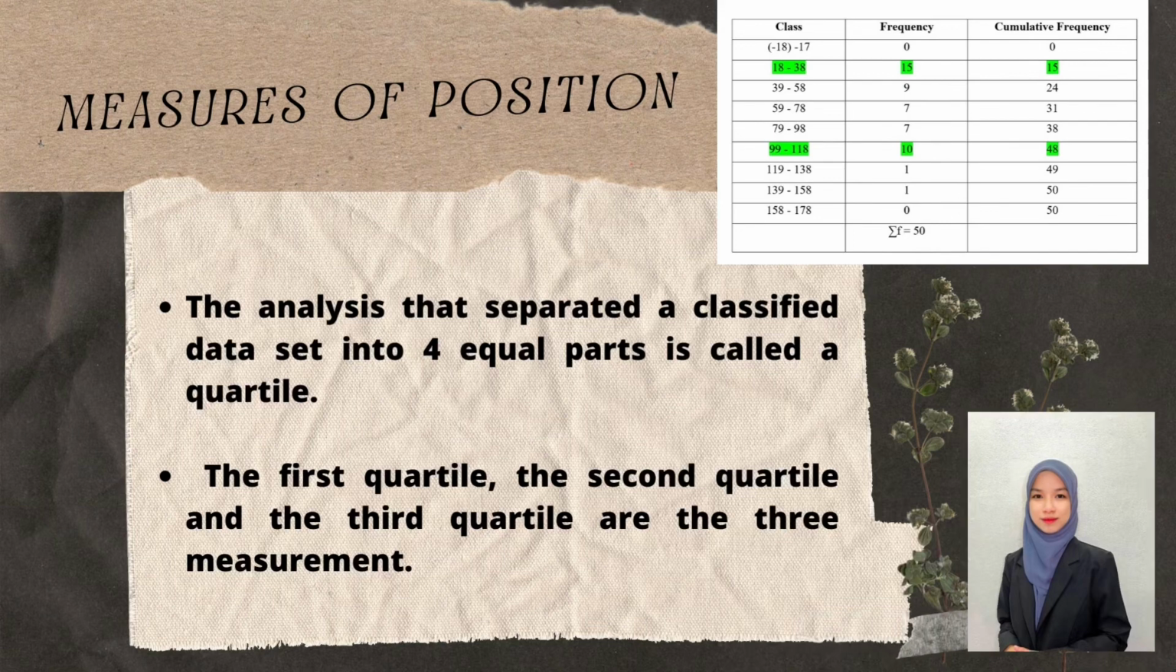Next slide, measure of position. The analysis that separates a classified data set into 4 equal parts is called a quartile. The first quartile, the second quartile, and the third quartile are the 3 measurements. This table shows the quartiles.